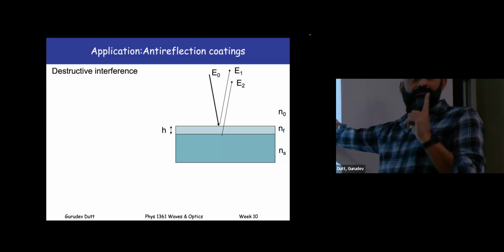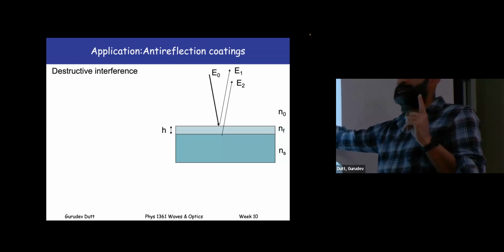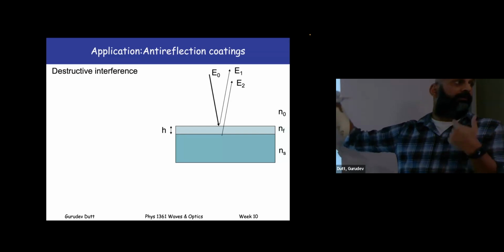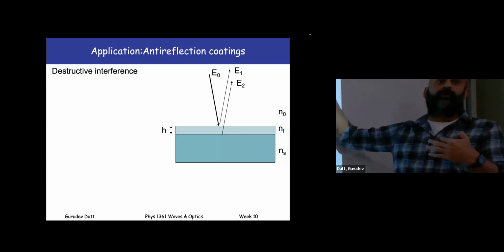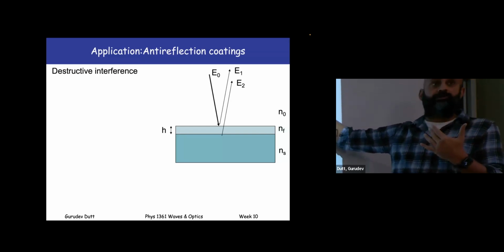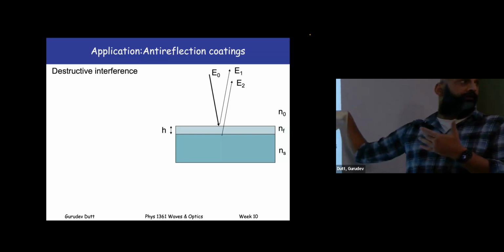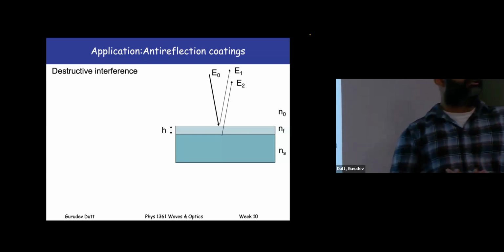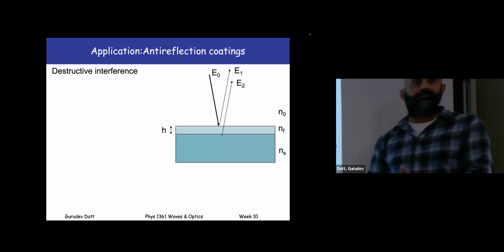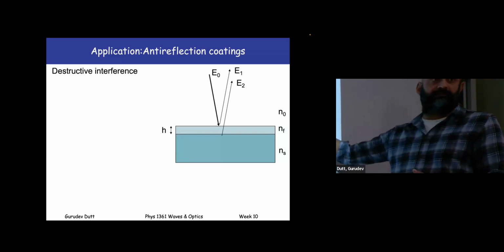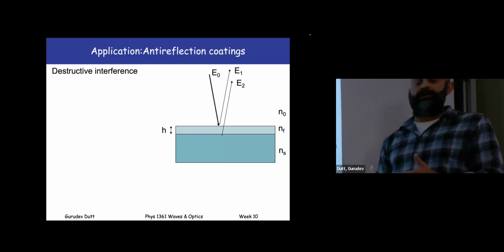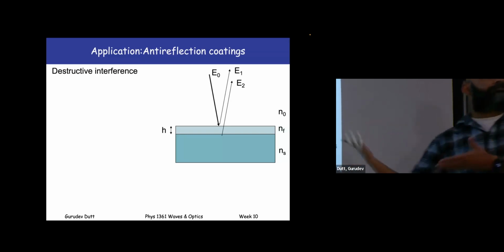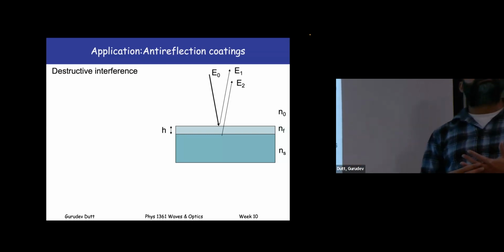And of course, one slight subtlety is that the wavelength that matters is the wavelength in the film, not the wavelength in air. Because the wavelength in the film, as you know, is different from the wavelength in air due to the refractive index. Another way of saying that is that the optical path length that this thing travels is 2 times nF times h. That's the optical path length, not just the geometric path length.